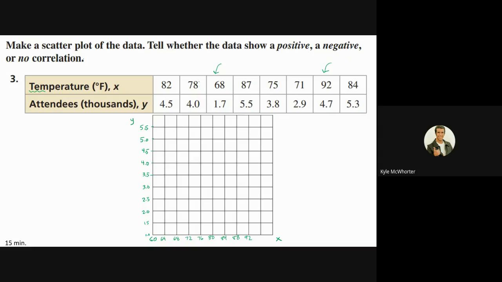Now I'm just going to do them as ordered pairs, X comma Y. The first one is 82 comma 4.5. So 82 would be here, and 4.5 would be here. Make a dot there. 78, 4.0. So 78 would be here, and 4.0 would be there. 68 and 1.7. 68 is here, and 1.7 would be about there.